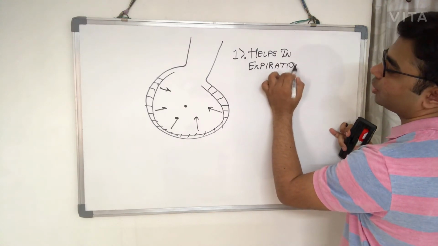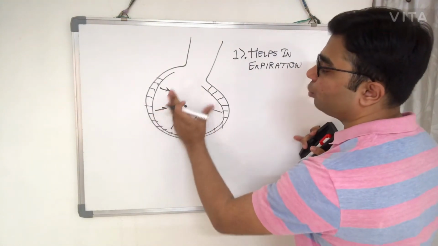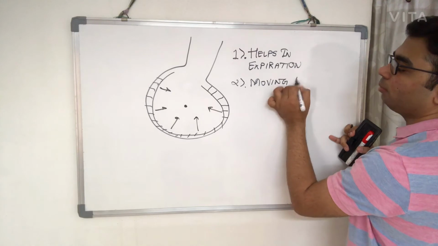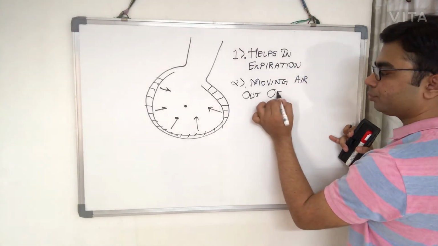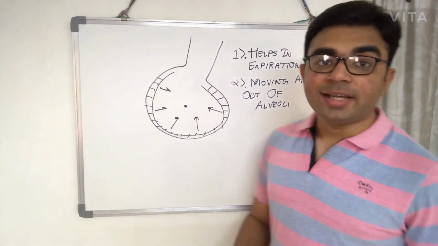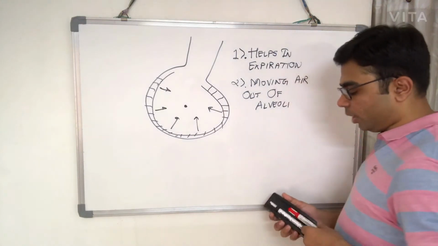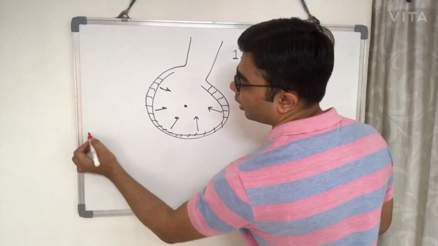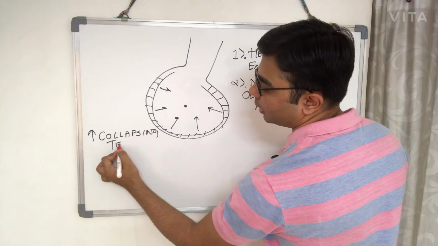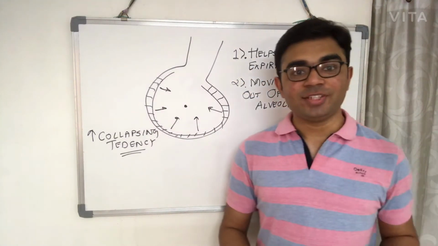Why? Because whenever we go for expiration, there should be shrinking of the alveoli and air should move from the alveoli to the bronchioles. So it helps in moving air out of the alveoli. But another thing is that it also creates a tendency to collapse. So this is a disadvantage: surface tension increases the collapsing tendency. I hope the concept of surface tension is clear to you.